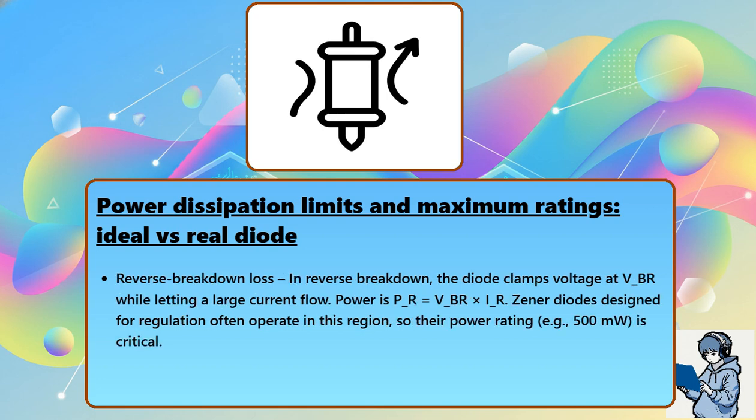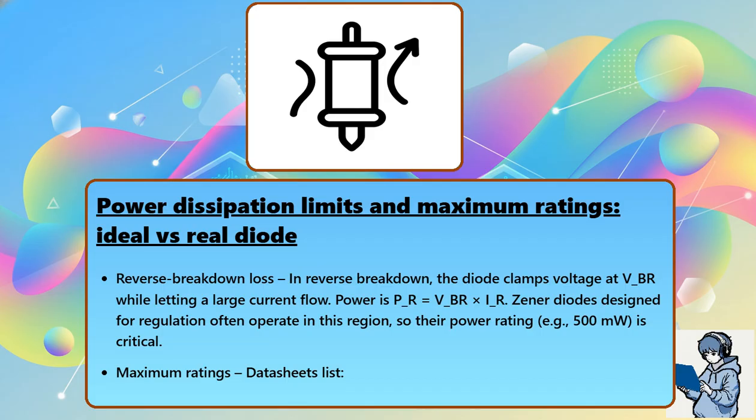Reverse breakdown loss: in reverse breakdown, the diode clamps voltage at V sub BR while letting a large current flow. Power is P sub R equals V sub BR times I sub R. Zener diodes designed for regulation often operate in this region, so their power rating, for example 500 milliwatts, is critical.